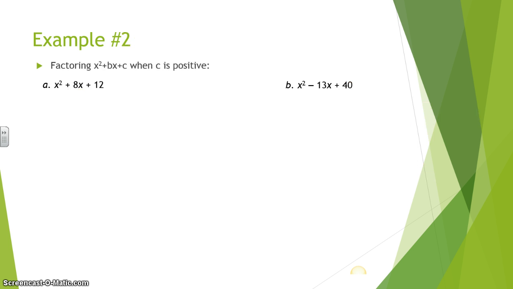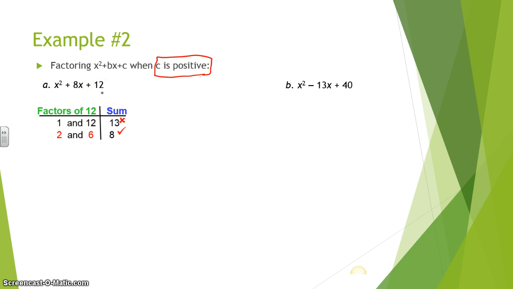Here we have factoring a trinomial, x squared plus bx plus c, when your c is going to be a positive value. So look at here, we have our c is 12. Notice it's plus 12, positive. So we have x squared plus 8x plus 12.